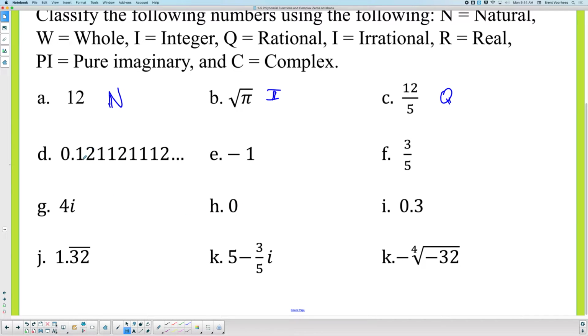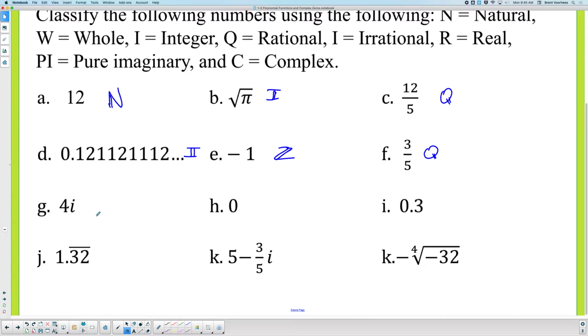Okay, what about D? Now there is a pattern, 1, 2, 1, 1, 2, 1, 1, 1, 2. But is it repeating? No, it's a pattern but not repeating. So if it never terminates, that's what dot dot dot means, and it does not repeat, what do we call it? Irrational. This is irrational. Okay, what about negative 1? Integers. That would be the double Z. All right, 3/5.